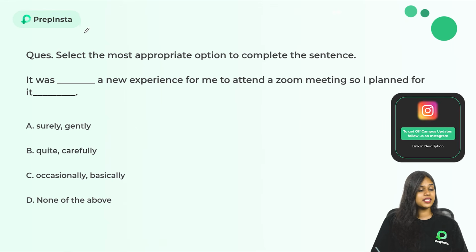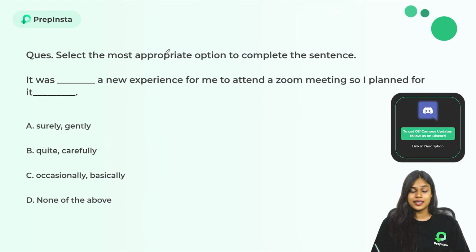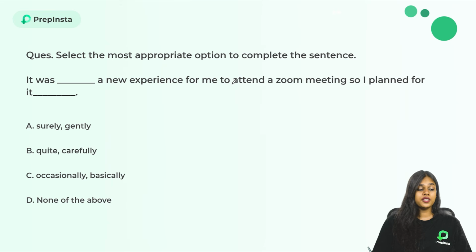The first question says, select the most appropriate option to complete the sentence. This is a fill in the blank sentence. It was dash a new experience for me to attend a Zoom meeting, so I planned for it dash. The options given to us are surely, gently, quite, carefully, occasionally, basically, or none of the above.